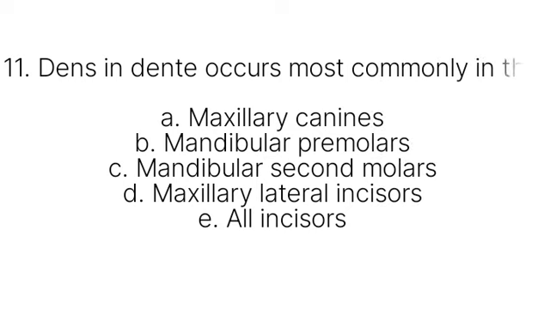11. Dens in dente occurs most commonly in the A. maxillary canines, B. mandibular premolars, C. mandibular second molars, D. maxillary lateral incisors, E. all incisors. Option D is correct.